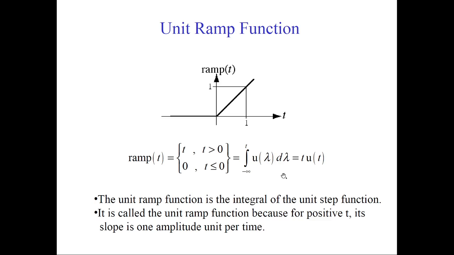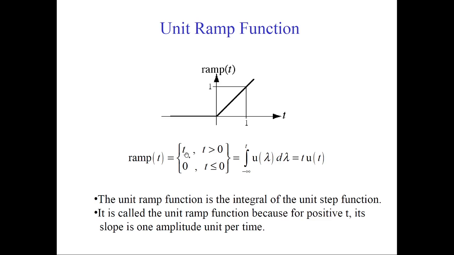Next, the unit ramp signal. How do I represent the unit ramp signal? It is continuously changing with respect to time. For t less than 0, the amplitude is 0. Suppose t is greater than 0, say t is 0.1, then the amplitude is 0.1. For t is 0.2, its amplitude is 0.2.